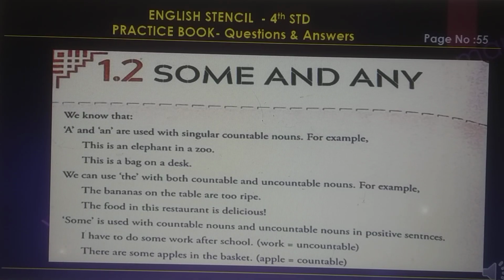How much and how many. If we ask how many, the answer will be a number, and we can use this question with a countable noun. If we ask how much, the answer will be a quantity or an amount. We can use this question for uncountable nouns.